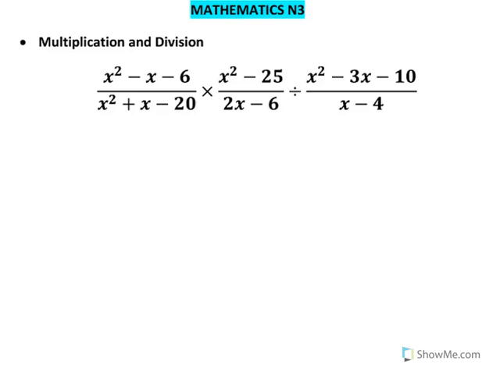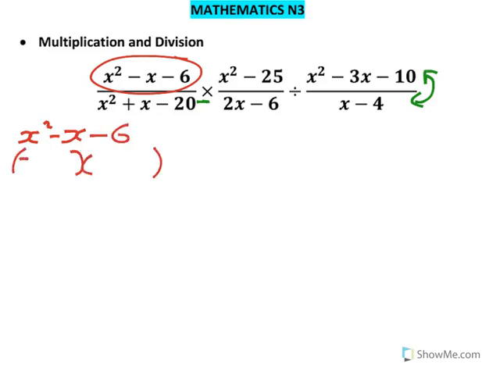Again, if you look at this one, it's a multiplication and a division altogether. This one is already done, but when you come to the division sign, you will interchange. The bottom will go to the top and the top to the bottom. Starting at the top, you will have x squared minus x minus 6. When you use the product and the sum method, you are going to get x minus 3 and x plus 2. You can try it out.